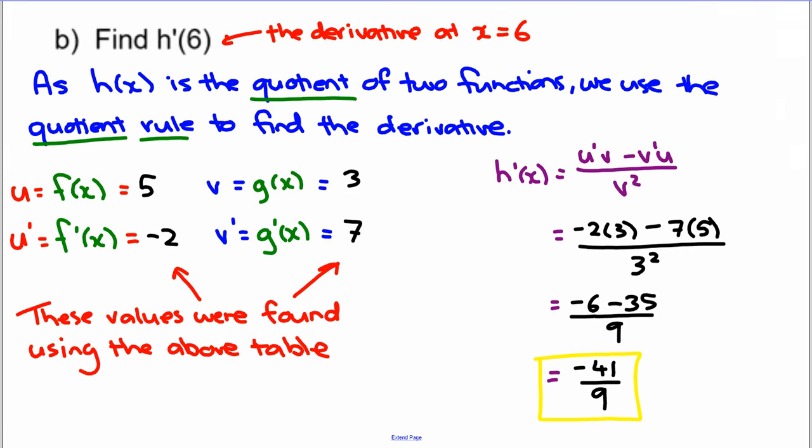As h of x is the quotient of two functions, instead of the product rule, we're going to use the quotient rule to find the derivative.